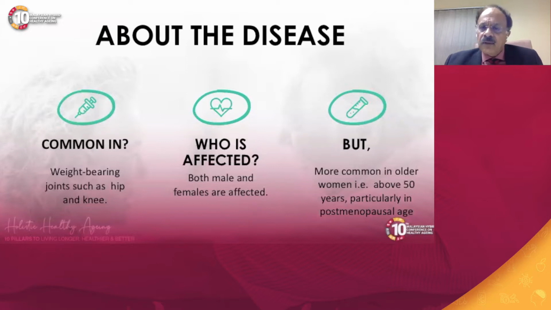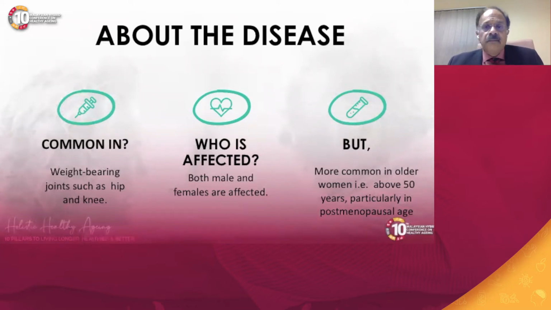About the disease of osteoarthritis, you find it is common in weight-bearing joints naturally because greater the weight, greater the force per square inch of area. So it's mainly common in hips and knees. You rarely hear about osteoarthritis being a part of the upper limb system. The lower limbs are usually affected.